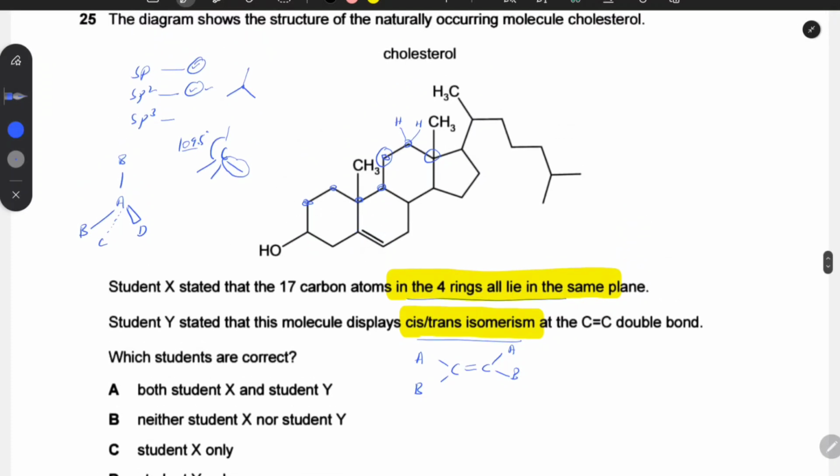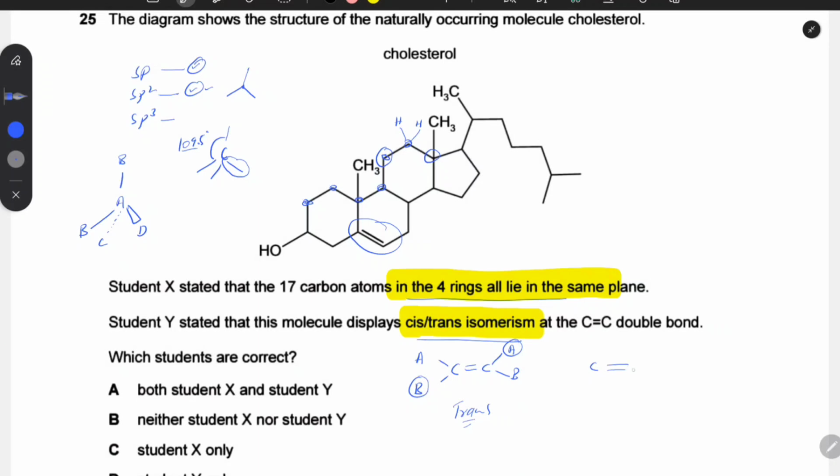So in these types of molecules where there are rings, let me just explain this one first. What do you think, is it a cis or trans isomer? It's a trans isomer because similar groups are on the opposite side.